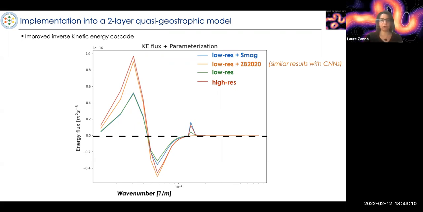So now we went from barotropic, so basically one layer, quite simple 2D turbulence, to a 2D and a 3D quasi-geostrophic model. And here I'm showing the energy flux as a function of wave number. So this is the kinetic energy flux for the parameterization, as I showed you before. So negative, if you remember, we're extracting energy from the small scale, moving it to the large scale.